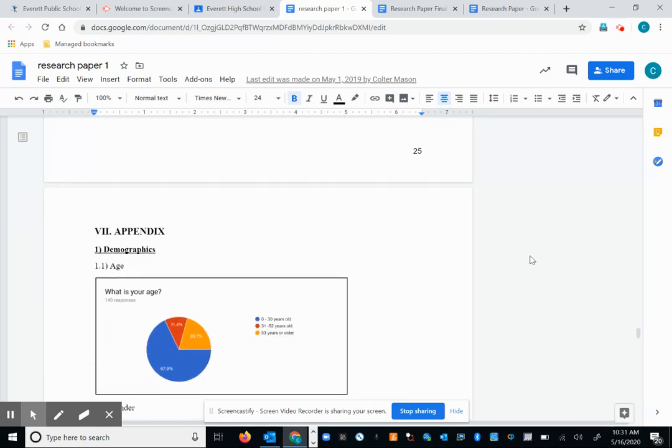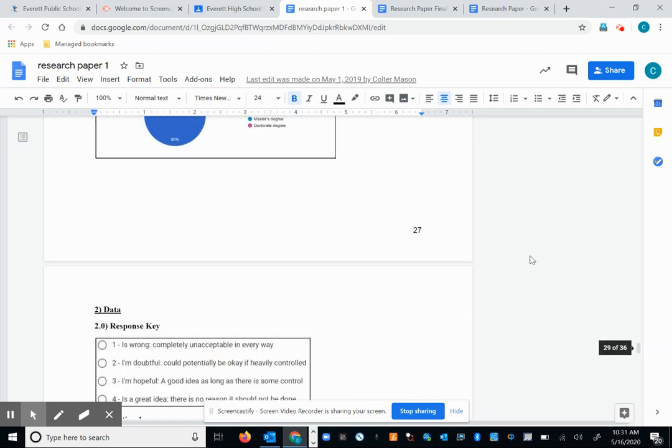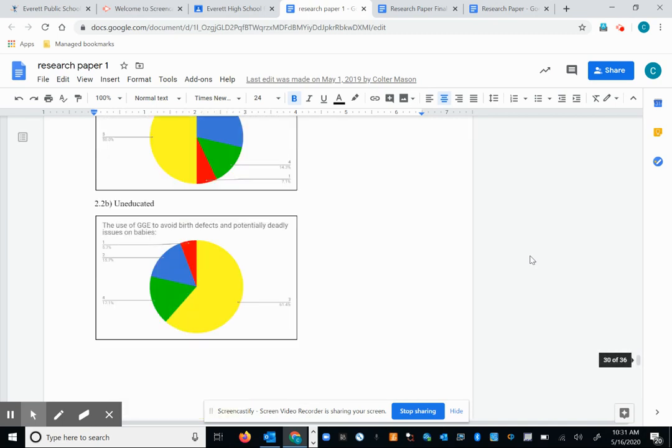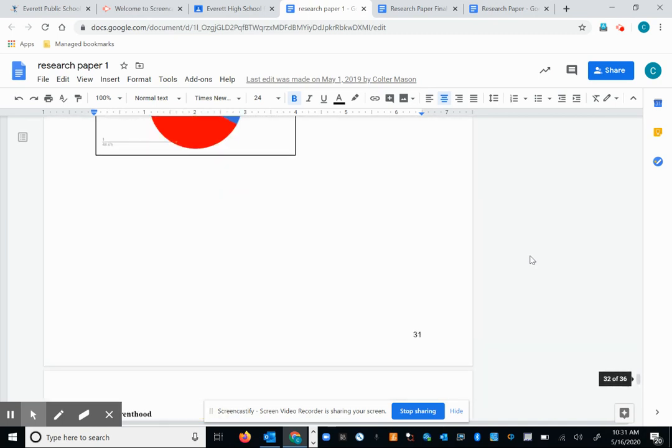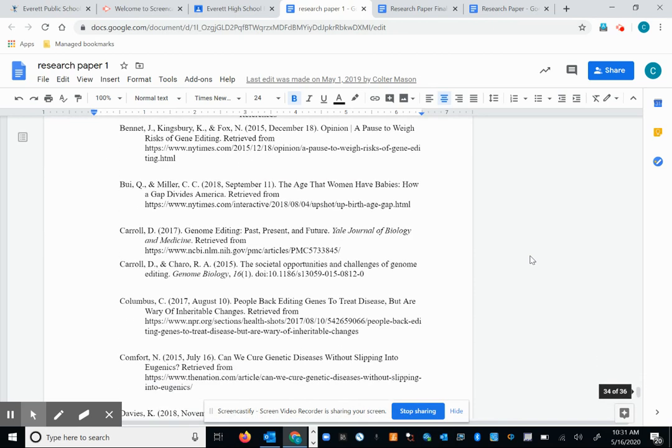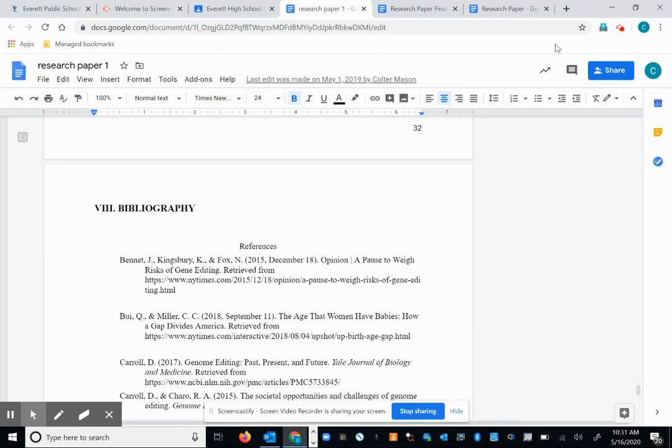And then they get into their appendix. So these are some graphs they never used, but they're there in case people wanted to look at them. And so you can see there's a lot of extra graphs that this person had that never got put into the body of the paper. Then they have their bibliography.